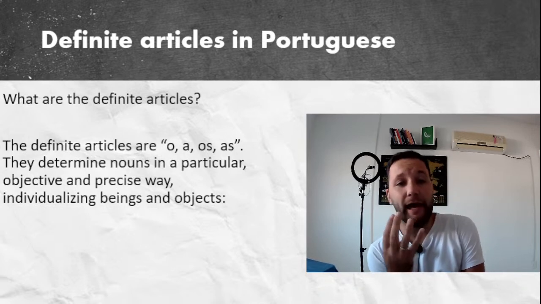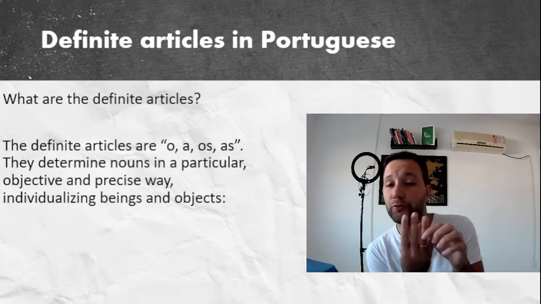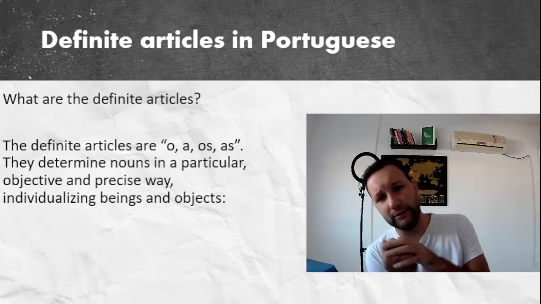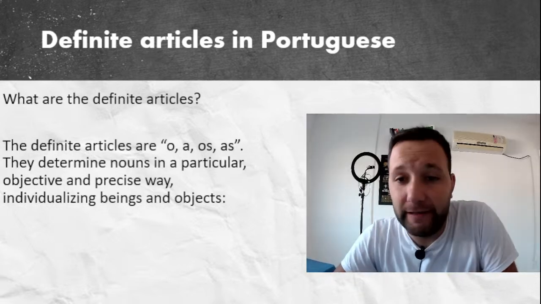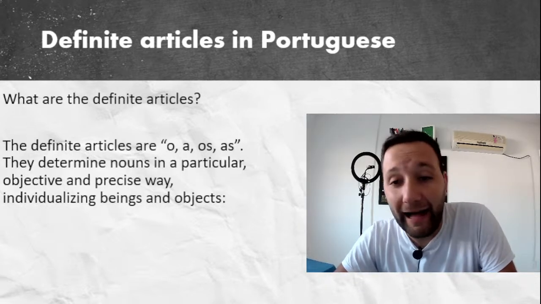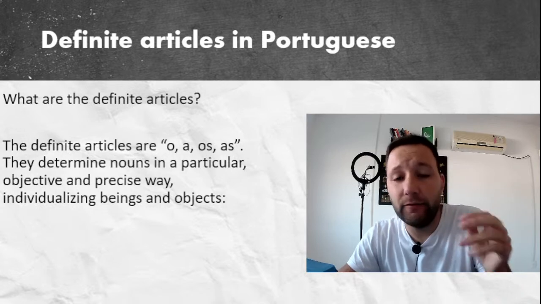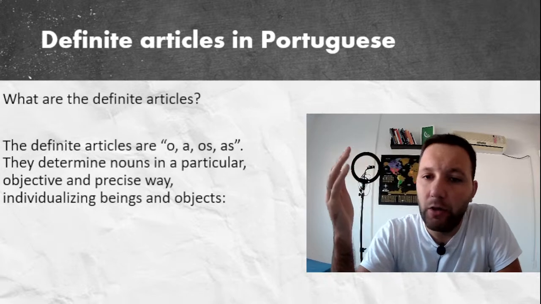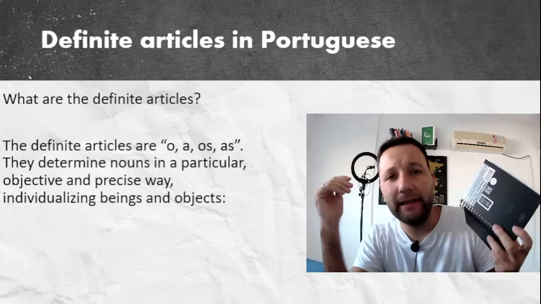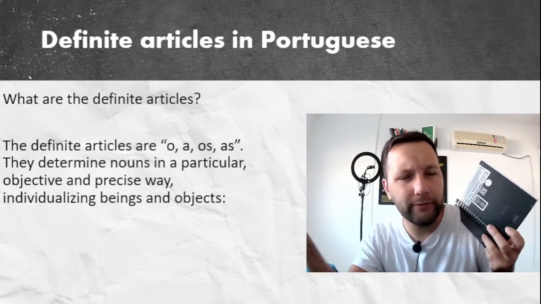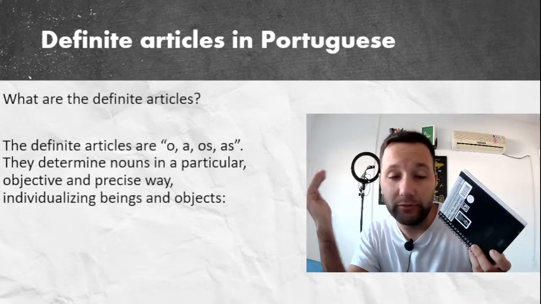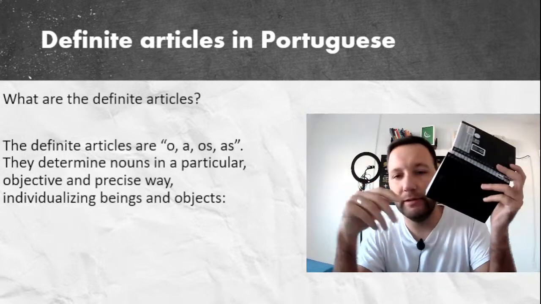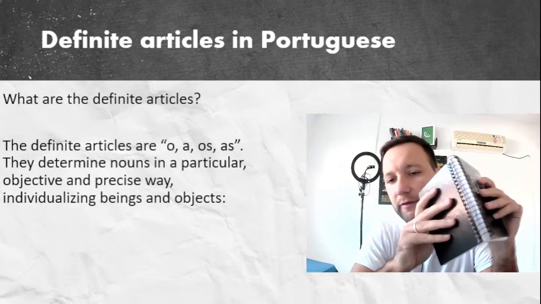In Portuguese we have 4 definitive articles. 2 are masculine and 2 are feminine. And one is used for singular, another for the plural. First is o, a. The o and the a is the singular. We use the o for masculine things, for example, generally when the noun ends in o, like livro, o livro, o menino, the boy.